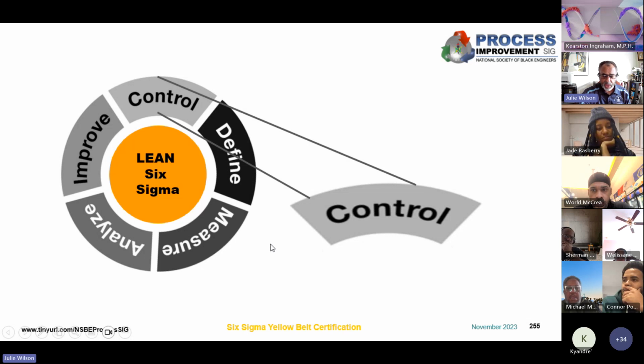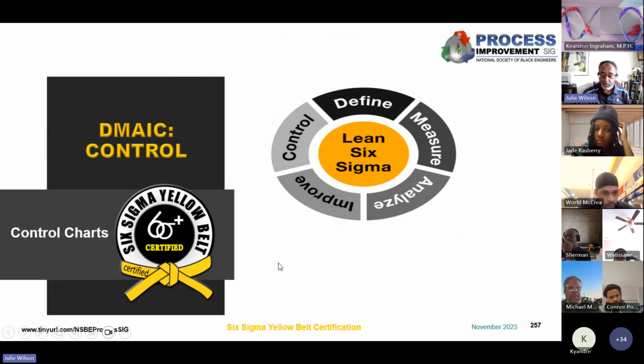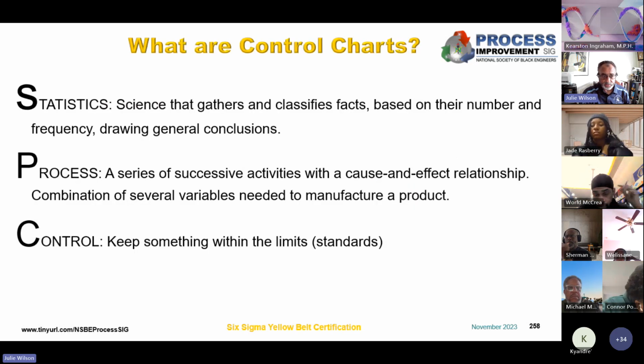And we're going to implement some other controls to make sure that people don't mess up the process by changing the knobs that they're not supposed to. So now we want to control our gains. We've demonstrated that we can improve the process. How do we then control to make sure that everything is sustained? And we'll talk about control charts.